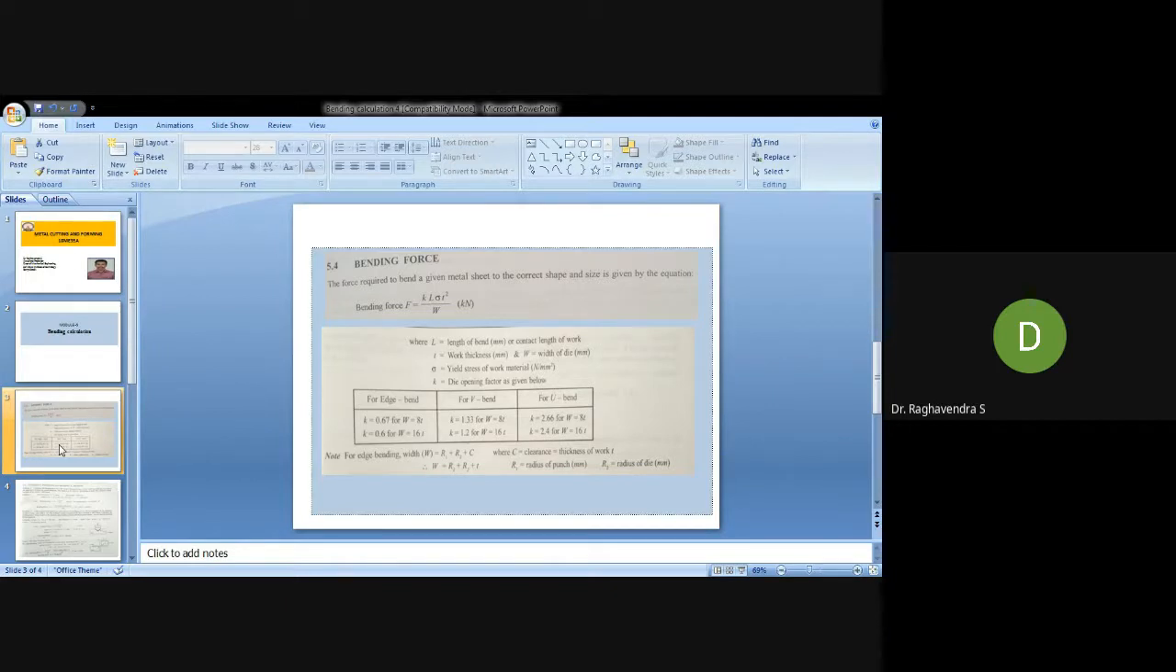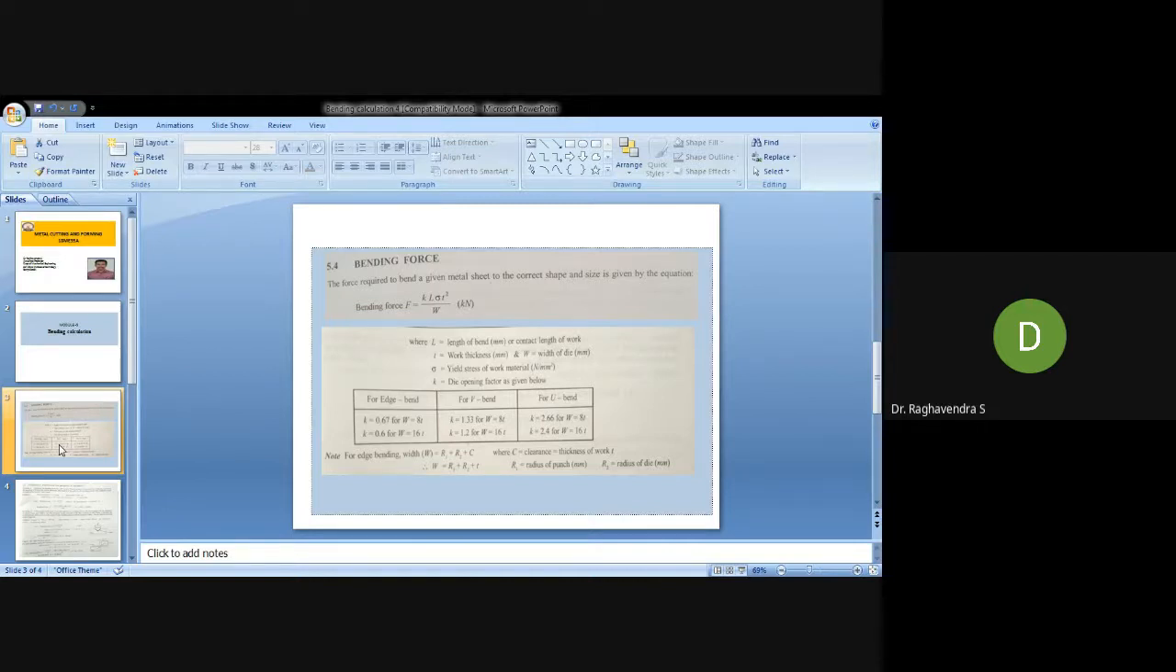For edge bending, the K value will be 0.67. W stands for the width of the die in mm, and T stands for thickness in mm. L stands for the length of the bend, and sigma, which you are all very familiar with, stands for the yield stress of the work material, in newton per mm square. So newton per mm square is the unit for sigma, which is the stress value. Once these parameters are given, you can easily calculate the force value F in kilo newtons.